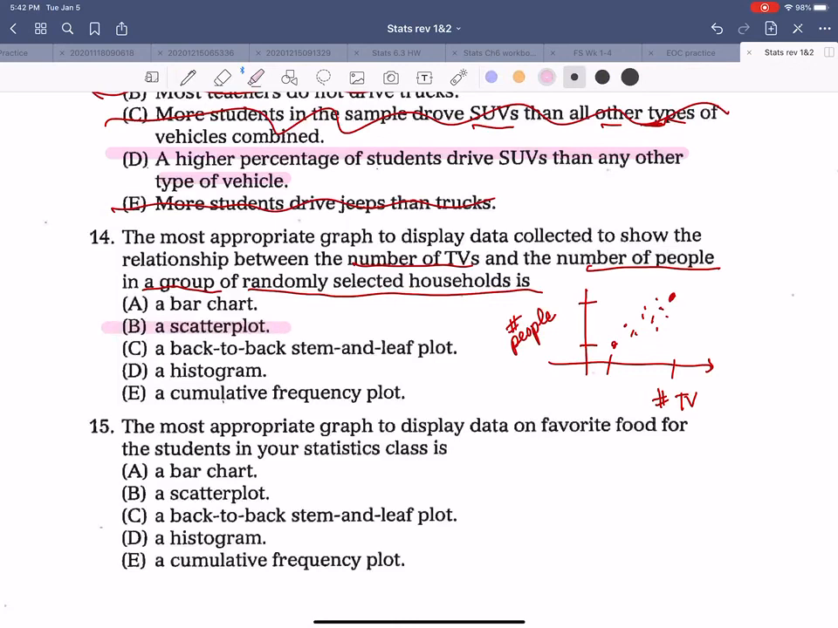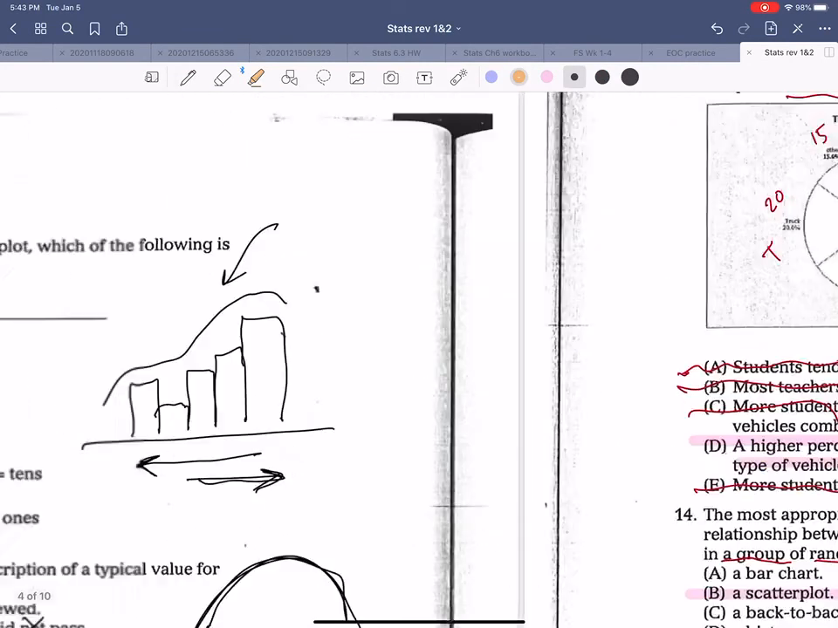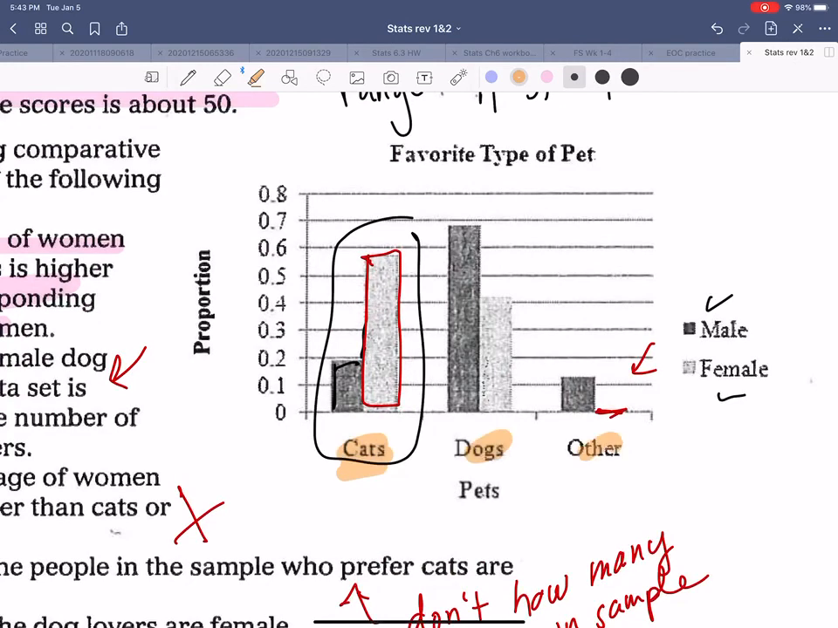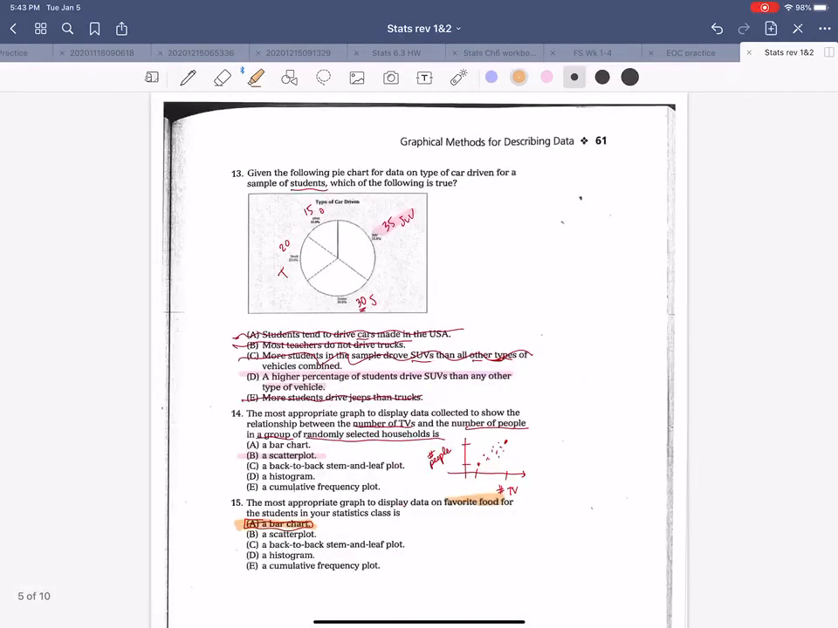Nice. Last question in this section. The most appropriate graph to display data on favorite food for students in your stats class is. Oh, okay. So favorite food would be categorical. And so the one that would look the best is this bar chart. That's basically what we've been using, bar charts, to display categorical data. So this categorical data, like cat, dog, and other, that's probably the most appropriate.